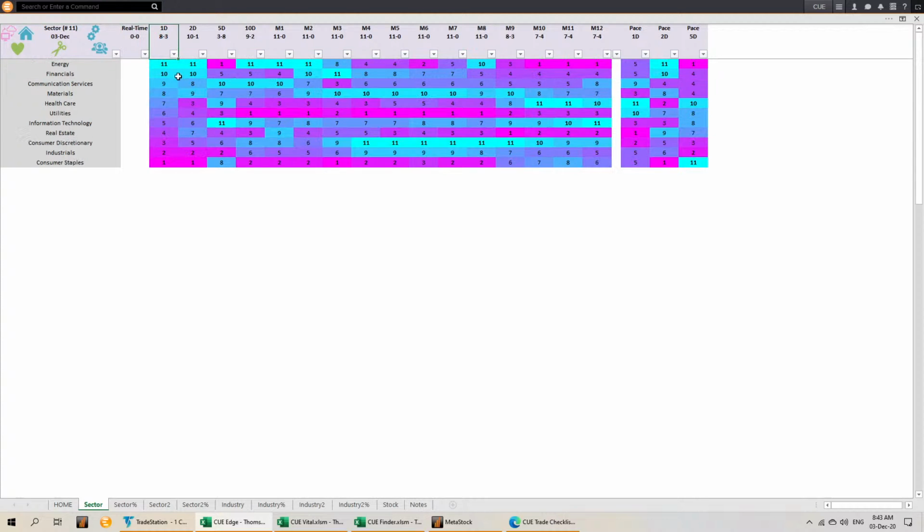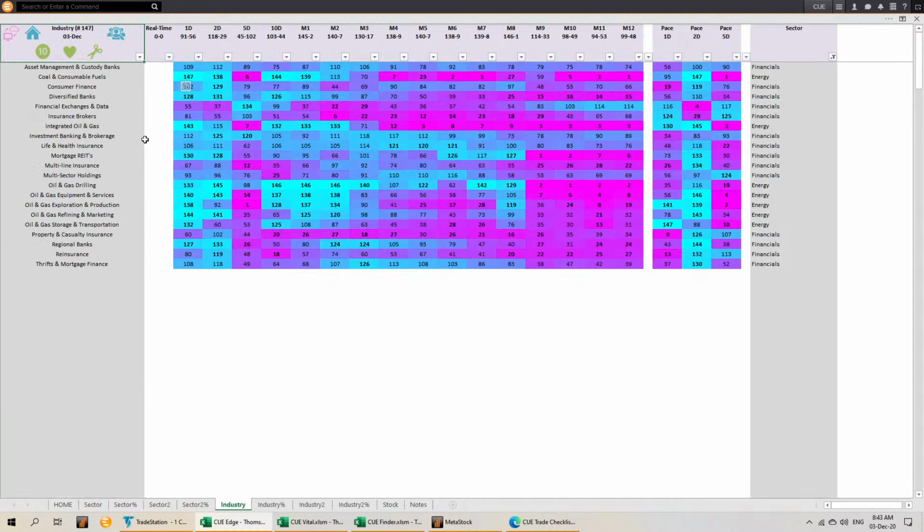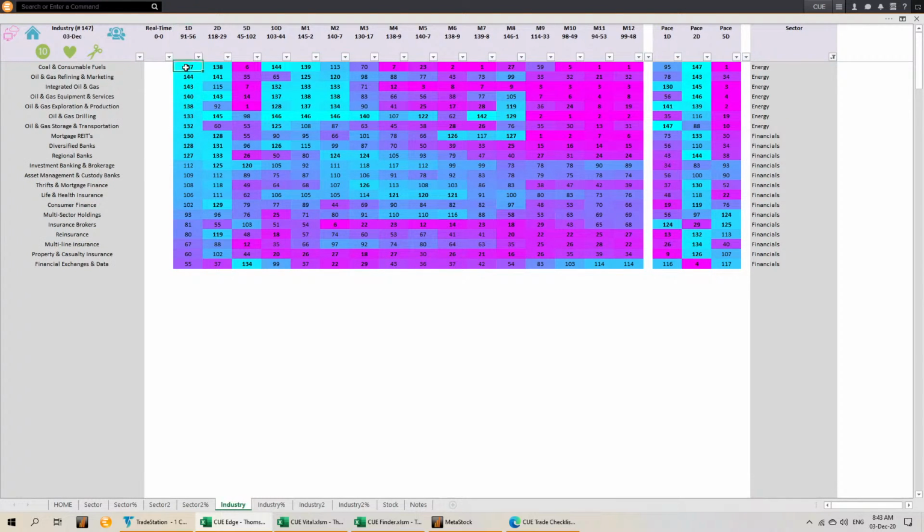Yesterday, I can see, I'm doing step-by-step top-down analysis. Energy and financials were strongest. So I'm looking at the industries of both of those sectors. Again, sorting by one-day performance, only focusing on the industries now in those sectors that were the strongest, and drilling down to the stocks.